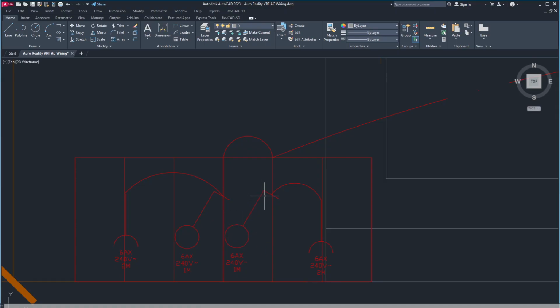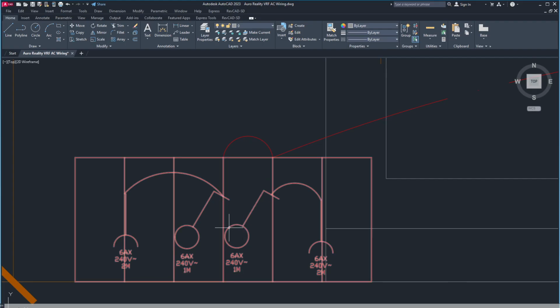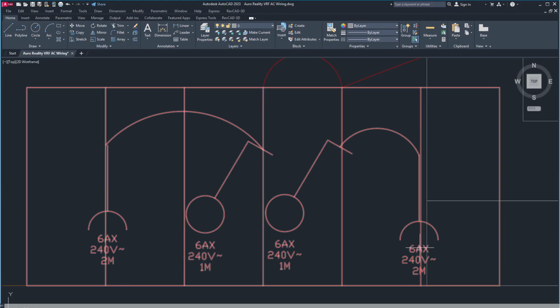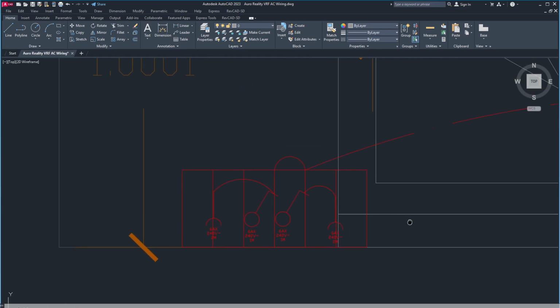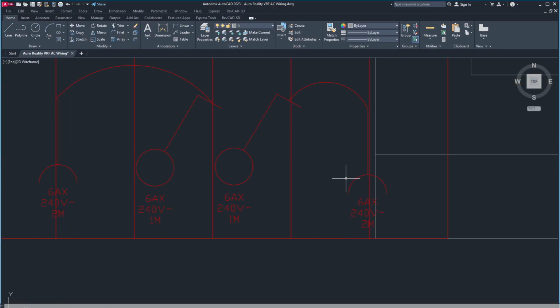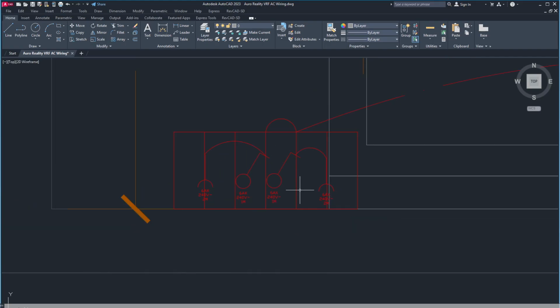So these are the symbols. These are the Indian symbols. As per the Indian electricity code, this is a 6 amps switch, and this is a socket. This is a normal socket or simple socket. In Indian terminology, this is called a simple socket, and this is a 6 amperes switch.